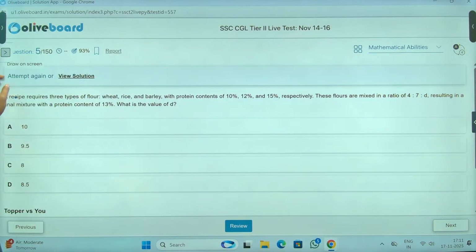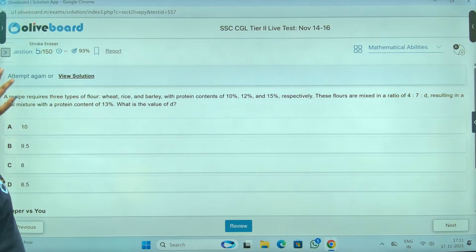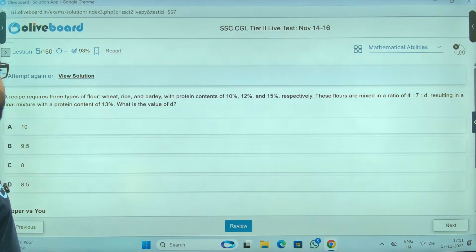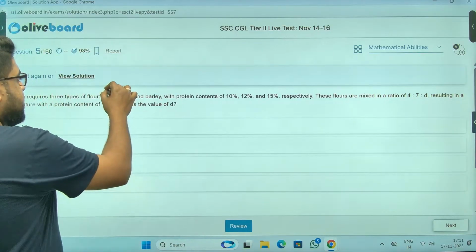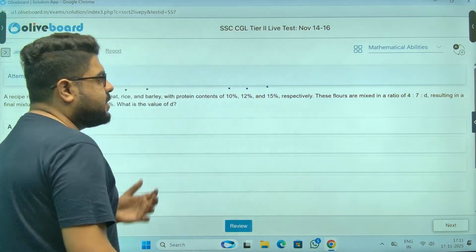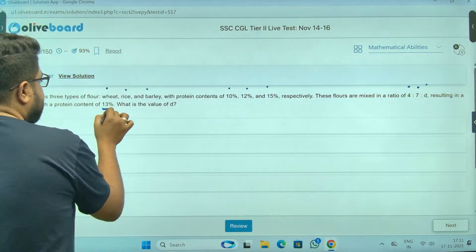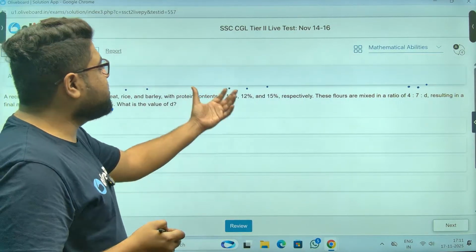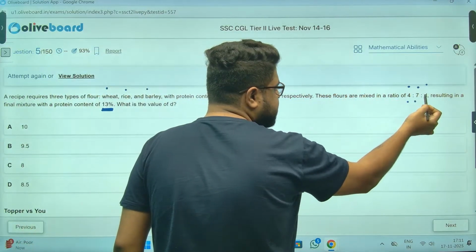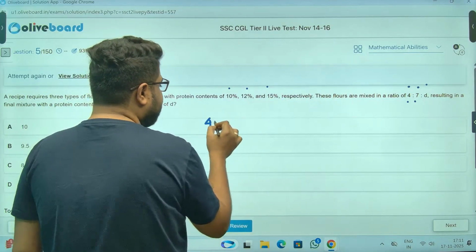A recipe requires 3 types of flour: wheat, rice, and barley. The flours are mixed in this ratio, resulting in a certain protein content. Sir, use the weighted average concept. Let's see, 4 kg of this, 7 kg of this, d kg of this. It is a ratio, so we can do this.